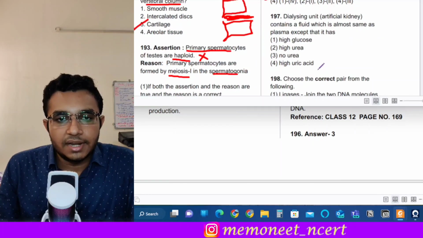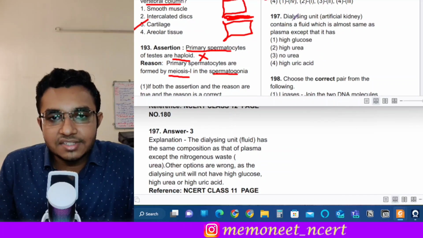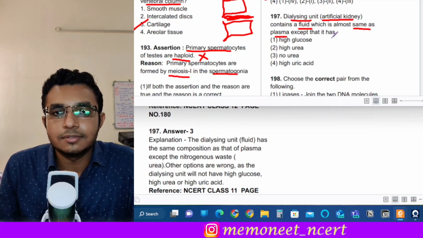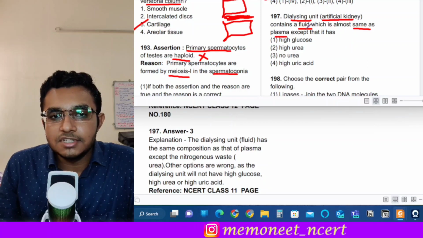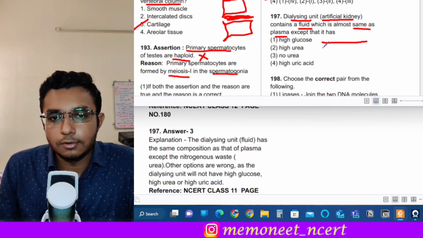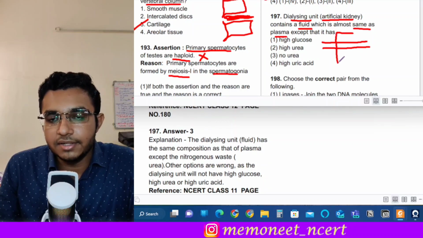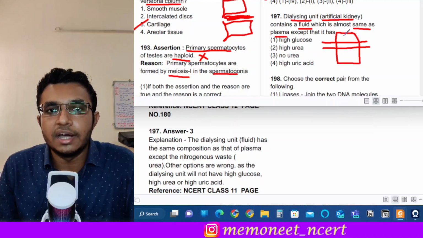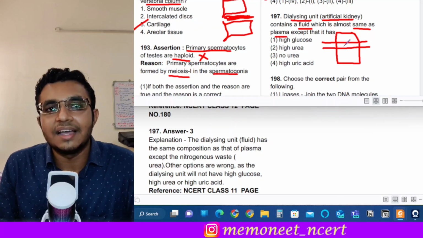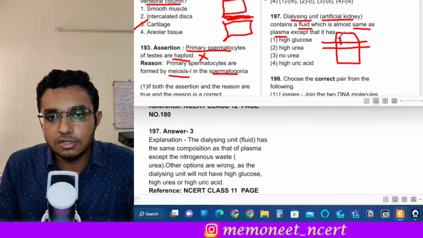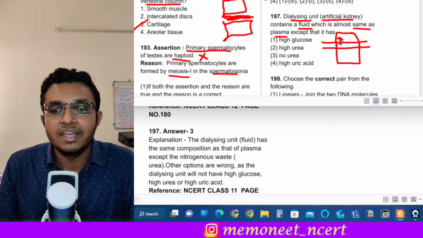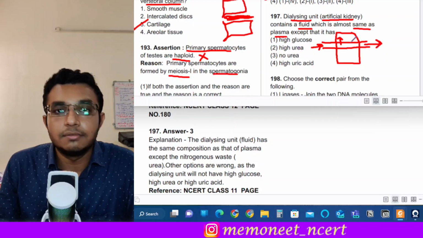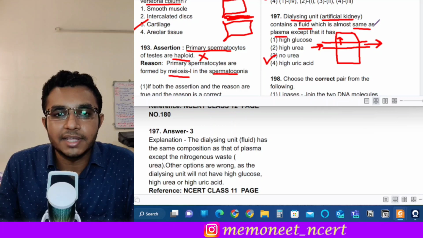The next question is question 197. The dialyzing unit or the artificial kidney contains a fluid which is almost the same as the plasma, except it has what? So see, in the artificial kidney, there is a fluid present. Our blood flows through the tube like this, and it is surrounded by a fluid called dialyzing fluid. Now, this dialyzing fluid is almost the same as plasma, but it contains no urea. So what will happen? The nitrogenous waste concentration is high in the plasma, so it will move from its higher concentration to the lower concentration into the dialyzing fluid. From here, the impure blood will enter and the pure blood will exit from here. So it will lead to purification of blood. So dialyzing fluid contains no urea.